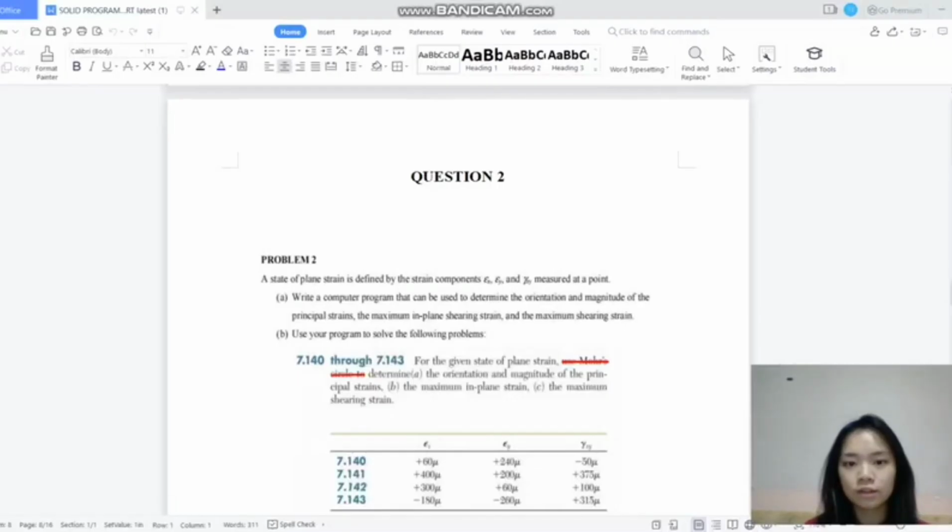Thank you, doctor. Hi doctor, so I'm doing question 2. Problem 2 requires us to find A, the orientation and magnitude of the principal strain, B, the maximum in-plane strain, and C, the maximum shearing strain. It also asks us to write a computer program for different values to get the answer that we want.